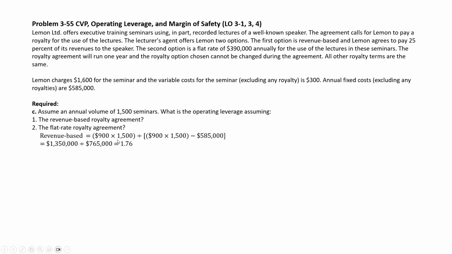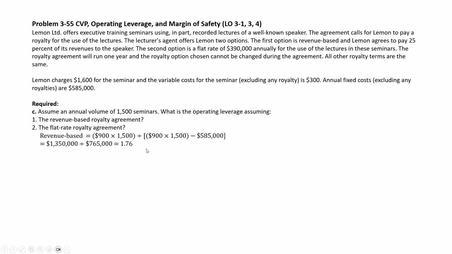It's going to be contribution margin dollars in total. So I want to stress, not contribution margin per unit, but contribution margin in total divided by operating profit. So you can see here under the revenue-based agreement, we've said before, contribution margin per unit would be 900. We're talking about at the 1,500 seminar level, so we'll multiply it times 1,500. That would give us contribution margin dollars of 1,350,000.